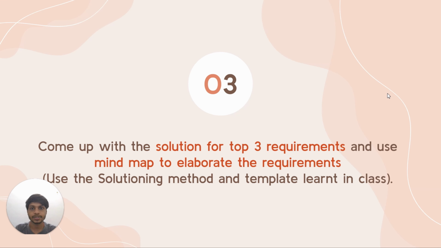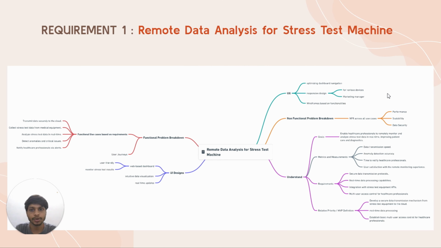As we progress with our case study, let's address our third question, which says: come up with the solution method for the top 3 requirements and elaborate the requirements using a mind map. For this, I along with Ishita will walk you through these requirements. Let's explore the first requirement, remote data analysis for stress test machine. To comprehend this requirement fully, we need to understand its goal, priority, and functionality. Then we will dive deep into both the functional and non-functional aspects as well as the UI and UX design.